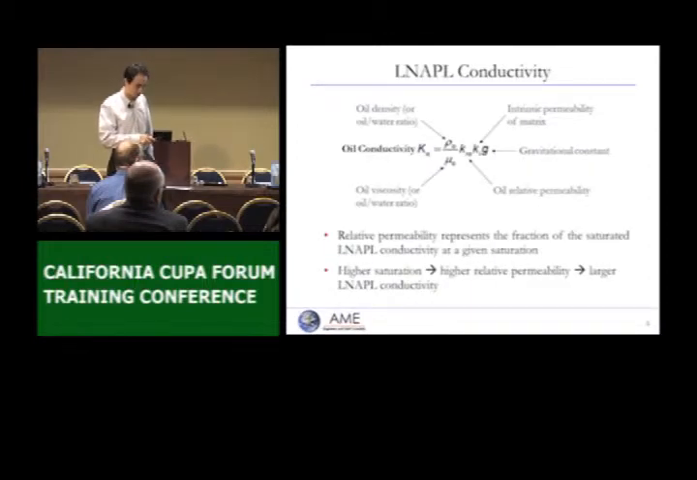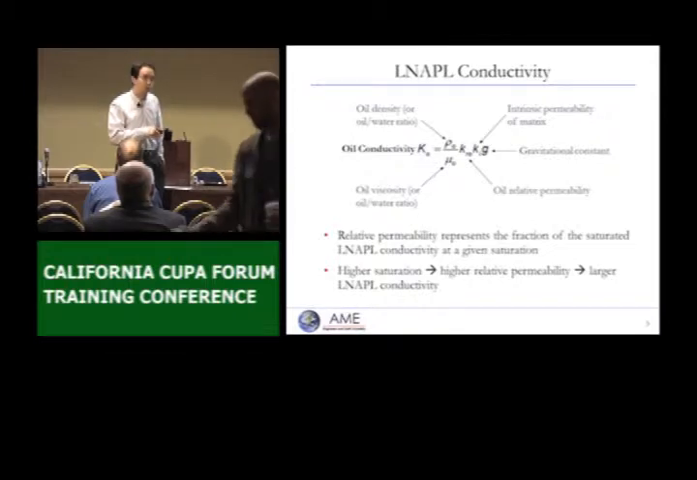Now, I'd like to walk you through a very basic equation for calculating the conductivity. This equation can be used not just for calculating oil conductivity. It's kind of a universal equation for calculating fluid conductivity in a porous medium. Here is the gravitational constant, g. This one is the intrinsic permeability of the matrix. It has nothing to do with the product. It only has to do with the pore distribution and the soil material. This term is the oil relative permeability. This represents the fraction of the saturated LNAPL conductivity at a given saturation.